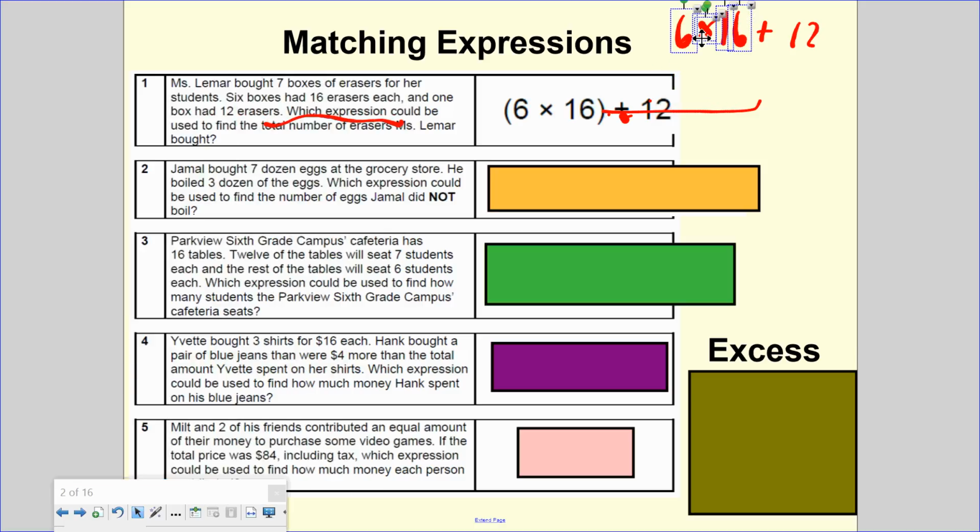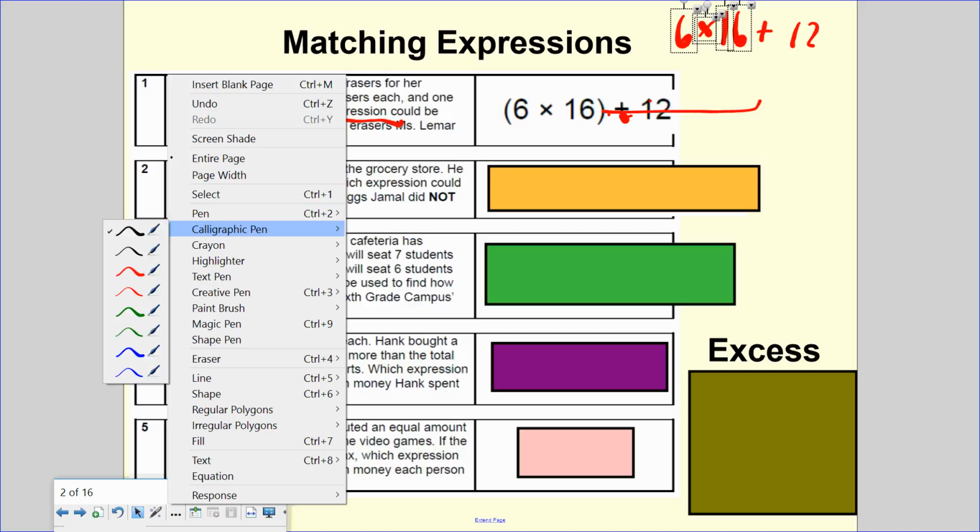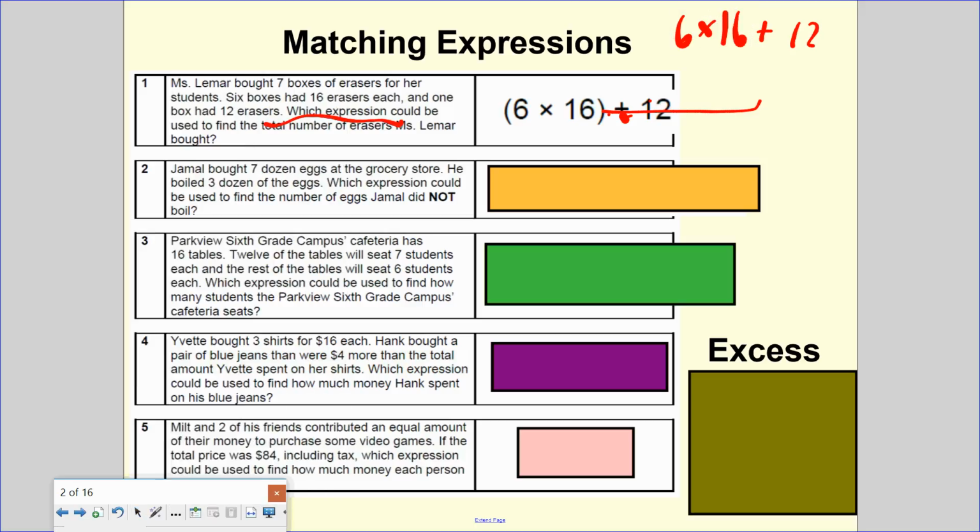All right, so next one. Jamal bought 7 dozen eggs at a grocery store. He boiled 3 dozen of the eggs. Which expression could be used to find the number of eggs Jamal did not boil? So he has 7 dozen eggs. How many eggs are in each dozen? 12. So 7 times 12.